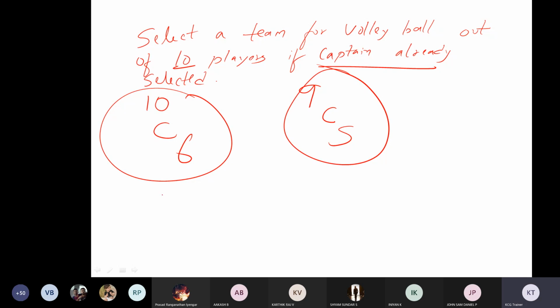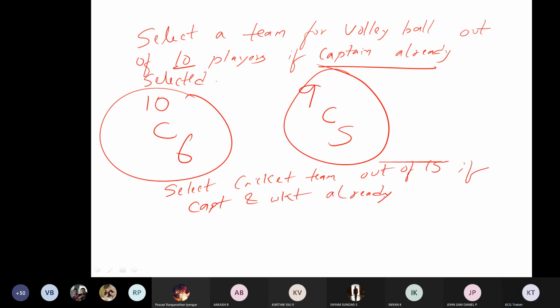Understood? Similarly, if we select a cricket team out of 15 players, if the captain and wicket keeper are already selected, what will be the answer? Select a cricket team out of 15 players if captain and wicket keeper is already selected.